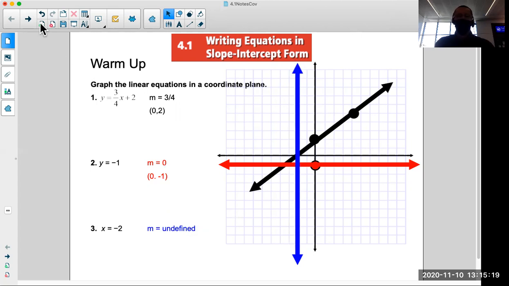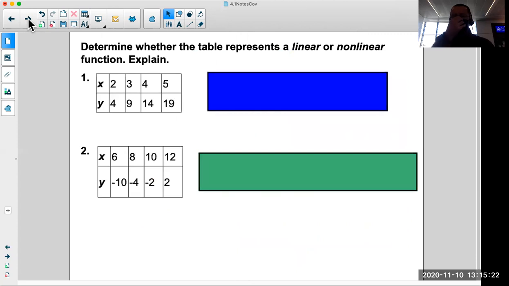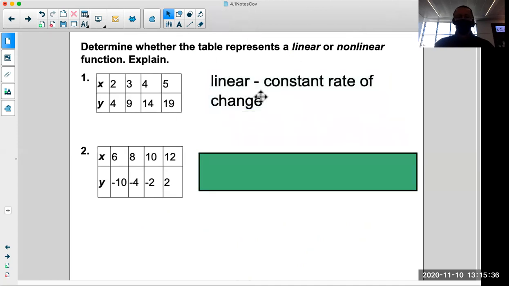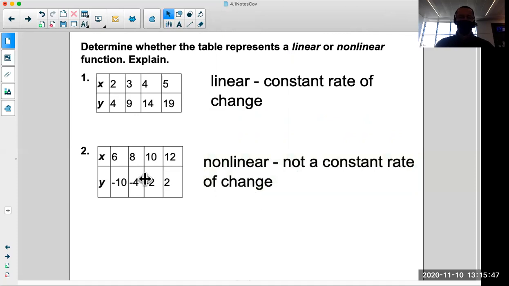Okay, awesome. All right, so for this, you need to describe whether the table represents a linear or nonlinear function. Remember how to do that? Remember, it's got to be a constant rate of change. So try them. Okay, hopefully you got this was linear. As x goes up 1, y goes up 5. Okay, what about the second one here? Right, nonlinear. As x goes up 2, y goes up 6, and then 2, and then 4. That's not a constant rate of change.